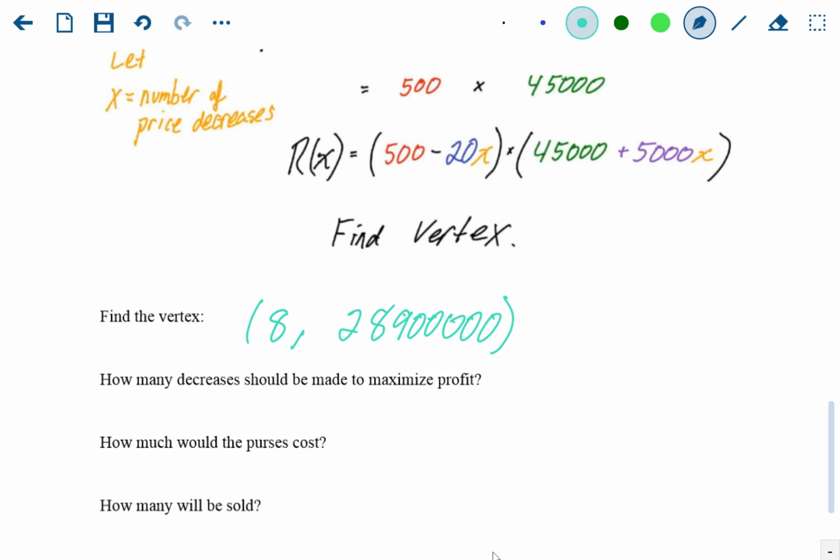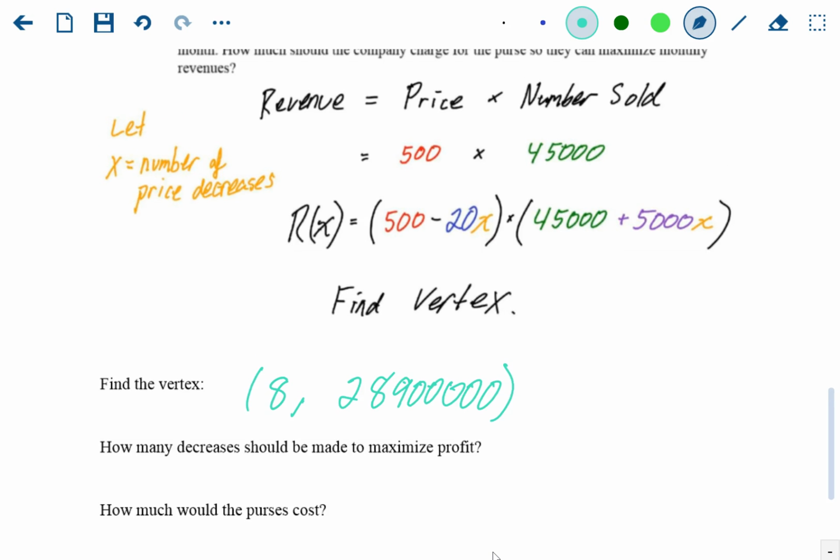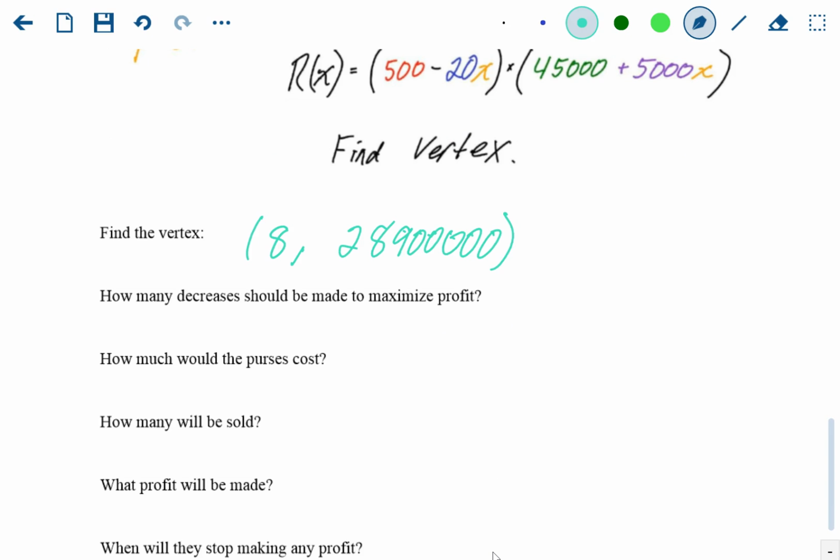So, okay. The question refers back to the context of the problem. How many decreases should be made to maximize profit? Well, remember, the number of decreases was X. So to maximize profit, that was going to be the vertex. So this is asking for the X value of the vertex, which is 8. Okay. So 8 price decreases should be made.